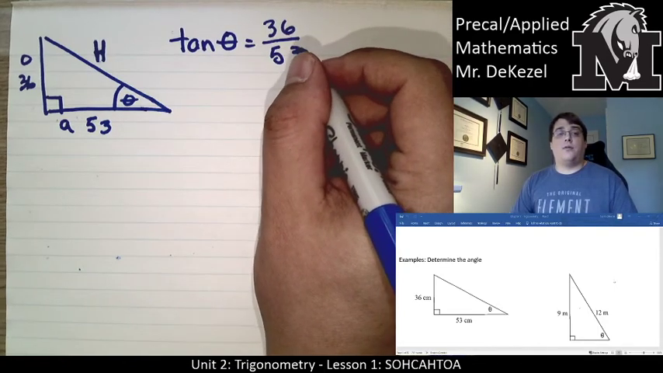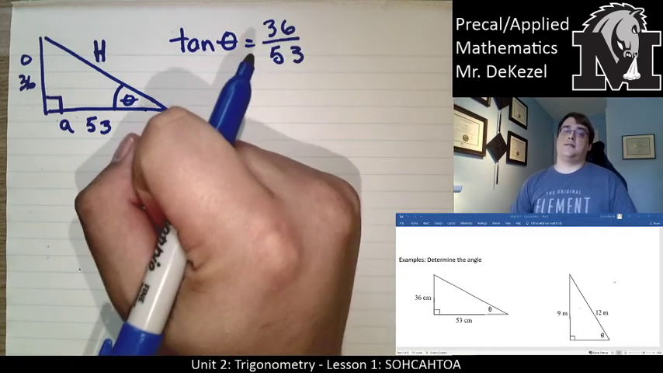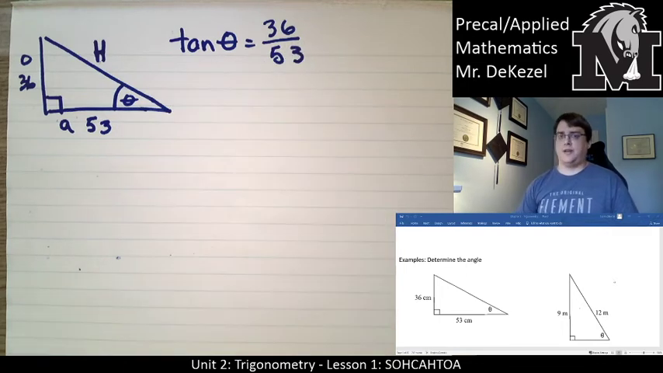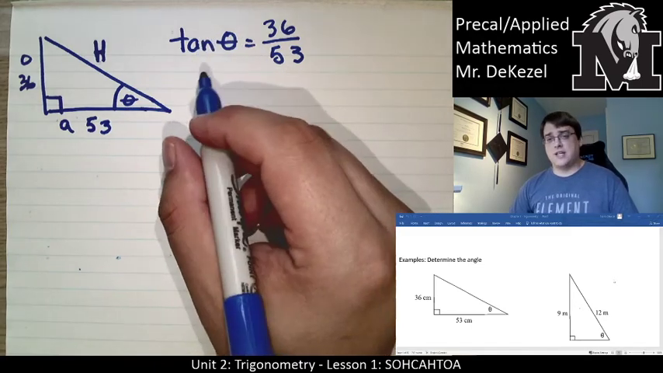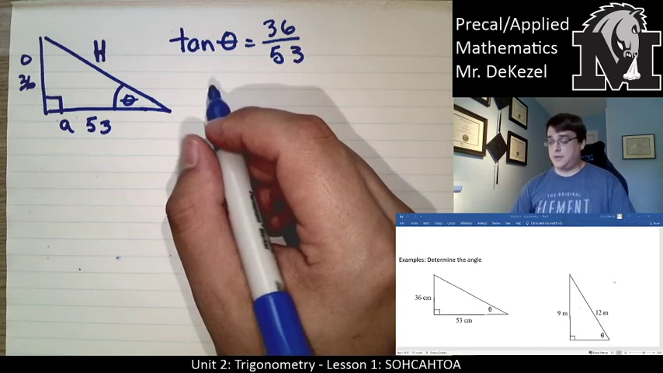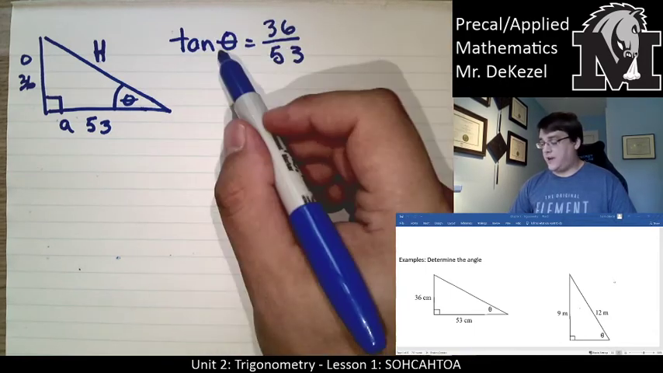Now, we could punch this into our calculator and get a decimal, but that doesn't get us the angle, right? A decimal is too small. We would definitely want something that is between 0 and 90 in this case, because it is an acute angle. It is definitely less than 90, and it exists, so it's more than 0. How do we do that? Well, we take the inverse tan, and it is usually the second function on your calculator under the tan button. If you take the inverse tan of both sides, we'll find out what theta is.